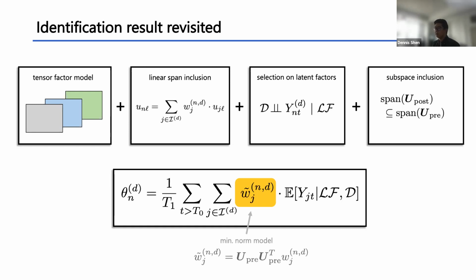Instead, under subspace inclusion, I actually only need to learn the component of W that lives within the span of my pre-intervention U pre. So now that we're fully armed with all of our key operating assumptions, we're going to now present our statistical guarantees.